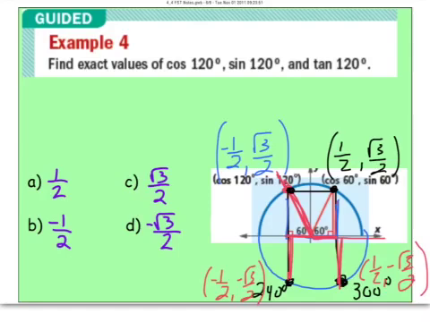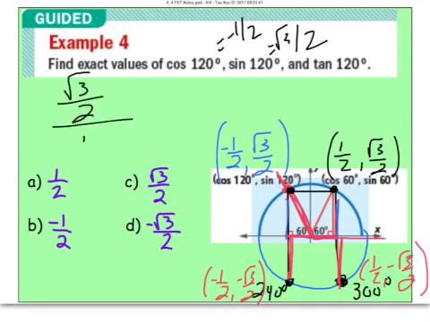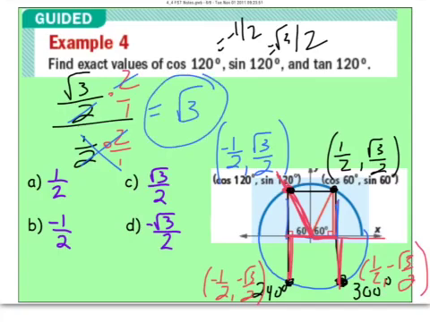Okay, let's answer the question. The cosine of 120 degrees, we've got it right here. It is negative 1/2. The sine of 120 is the square root of 3 over 2. Tangent by definition is sine over cosine. I'm going to do the square root of 3 over 2 and 1/2. We actually just did something like this. Let's get rid of this complex fraction real quickly. I'm actually going to get rid of these 2's right now, and I'm just left with the square root of 3.